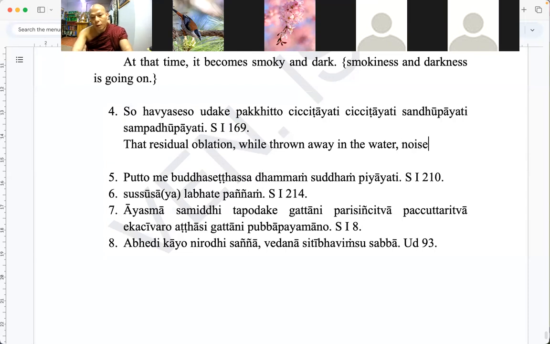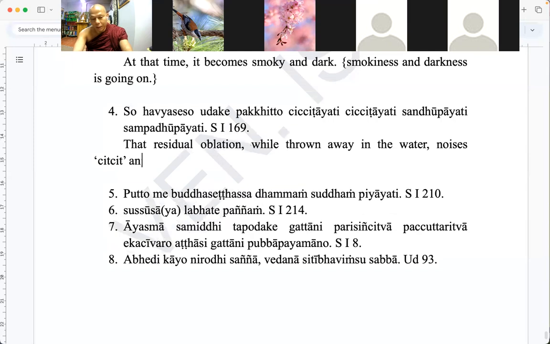So noises, "jijitayati", and then here it is repeated. So noises, "jijitayati" and "jijitayati". It makes noises, "jijitayati" and "jijitayati".